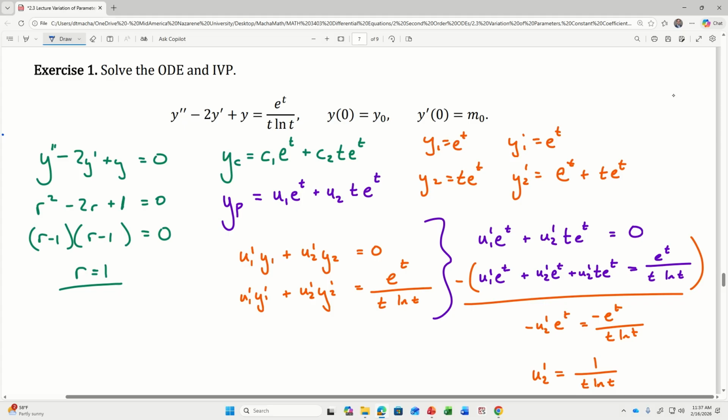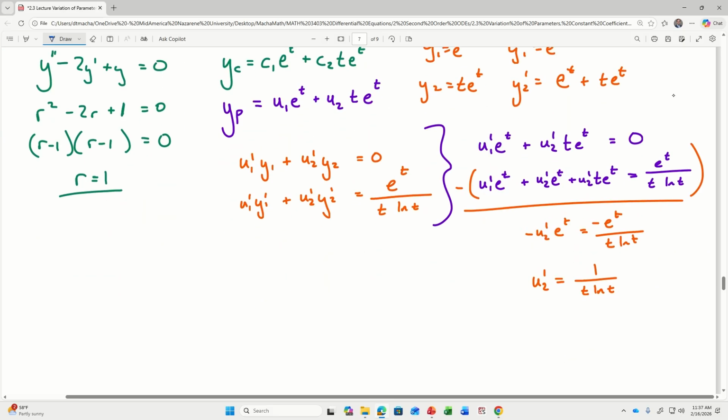So now we've got to plug in that 1 over t natural log t into, let's say, the first purple equation, because that's the easier one, it looks like to me. So we do a little substitution here and write u1 prime e to the t plus, and then imagine what it would look like to multiply u2 prime times t e to the t, because the t's would cancel, right? Numerator, denominator, t's cancel, and I'll be left with e to the t divided by natural log t.